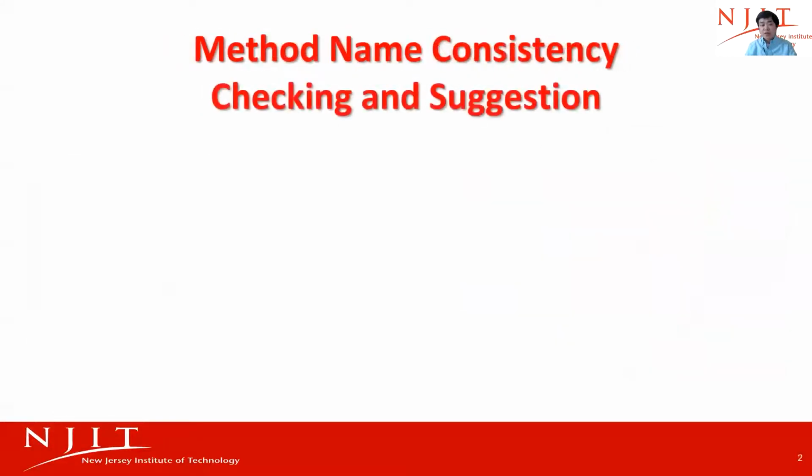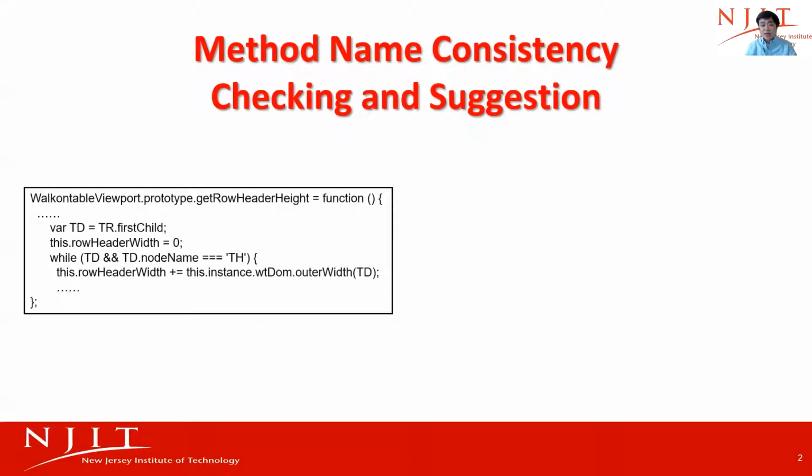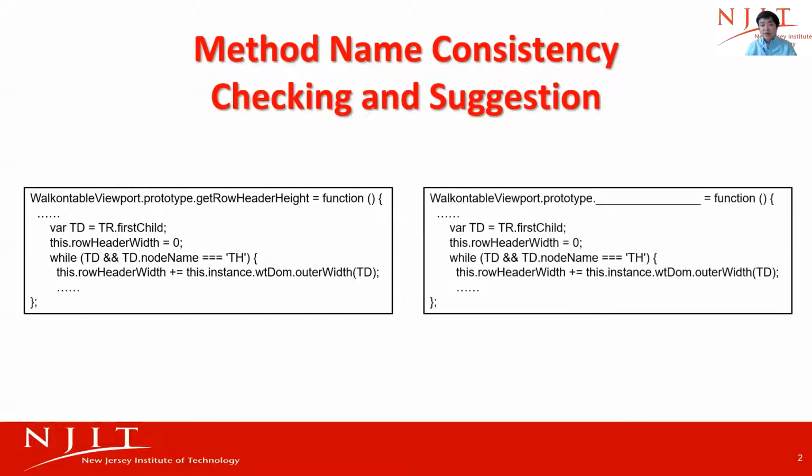To deal with this kind of problem, in software engineering we have two scenarios to face. The first scenario is that we need to suggest an alternative for an inconsistent method name, as we mentioned in the previous slides. The second scenario is that we already have the method body, but we want to predict and suggest a method name for the developers.